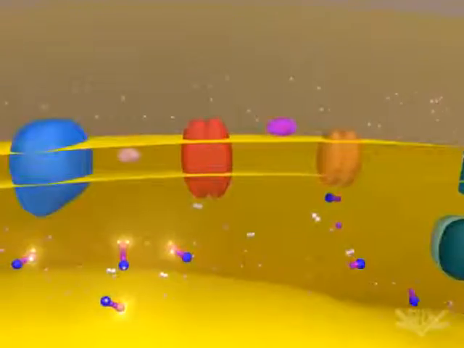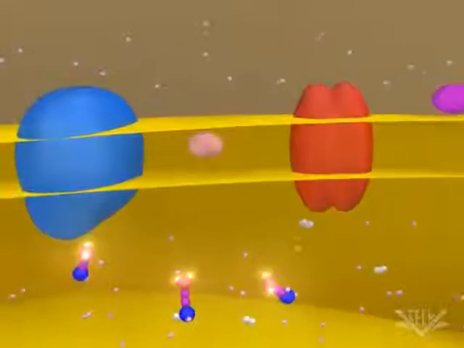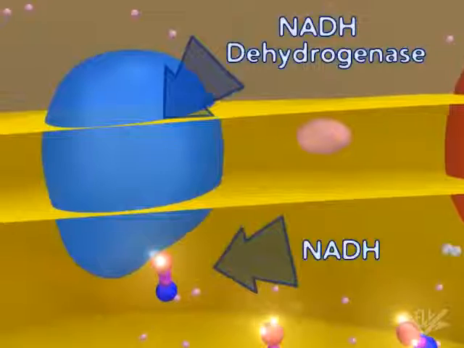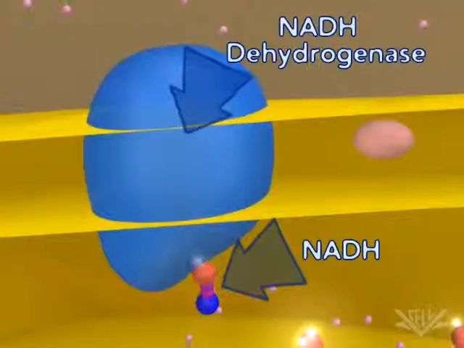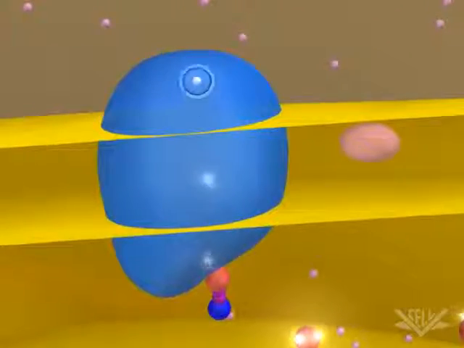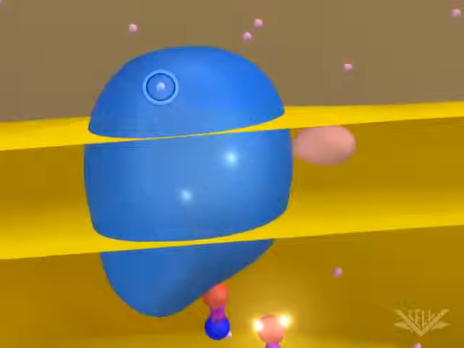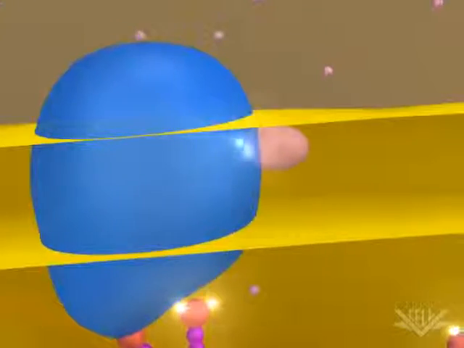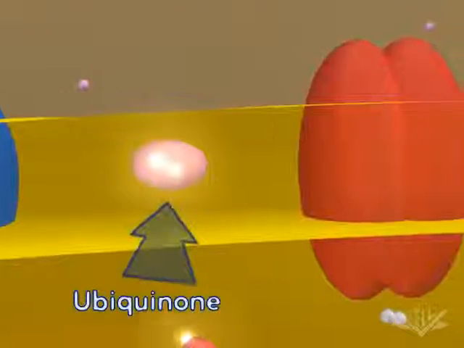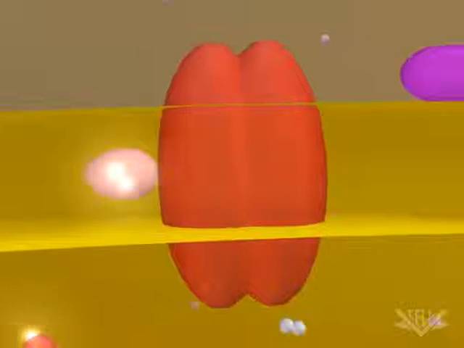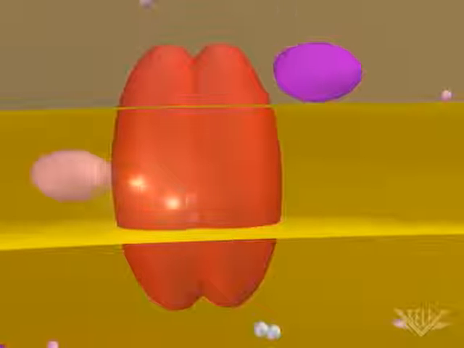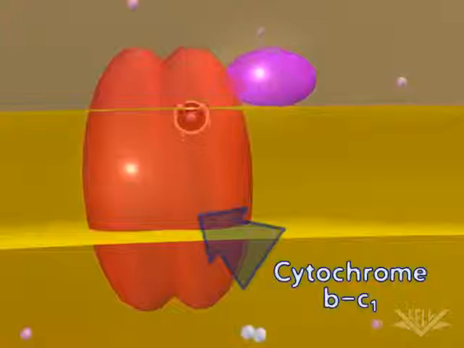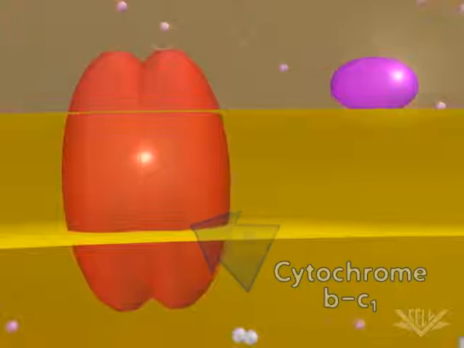At the start of the electron transport chain, two electrons are passed from NADH into the NADH dehydrogenase complex. Coupled with this transfer is the pumping of one hydrogen ion for each electron. Next, the two electrons are transferred to ubiquinone. Ubiquinone is called a mobile transfer molecule because it moves the electrons to the cytochrome BC1 complex.